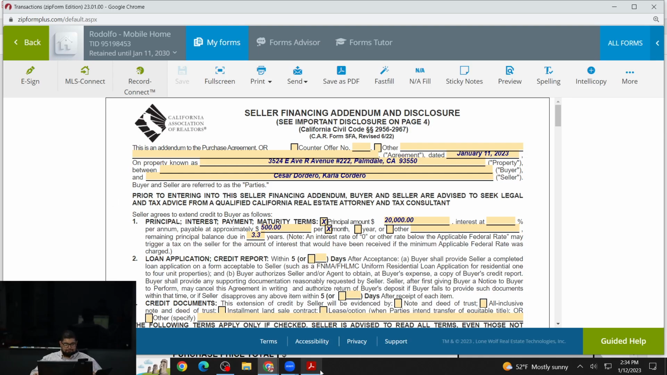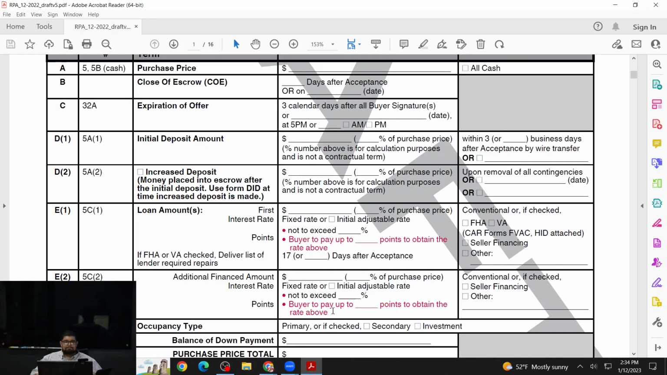Okay? All right, let's go back to the RPA. One more quick question. How did you land on the 3.3 years? Why did you pick that? I divided 20,000 by 12, and it gave me a final number, 3.3. 3 years, 3 months. Did you determine the amount that he pays every month, or did he? The seller gave me the amount. I asked him, how much money do you want as a payment? He said, $500 a month. I said, okay. Yeah, fair enough.